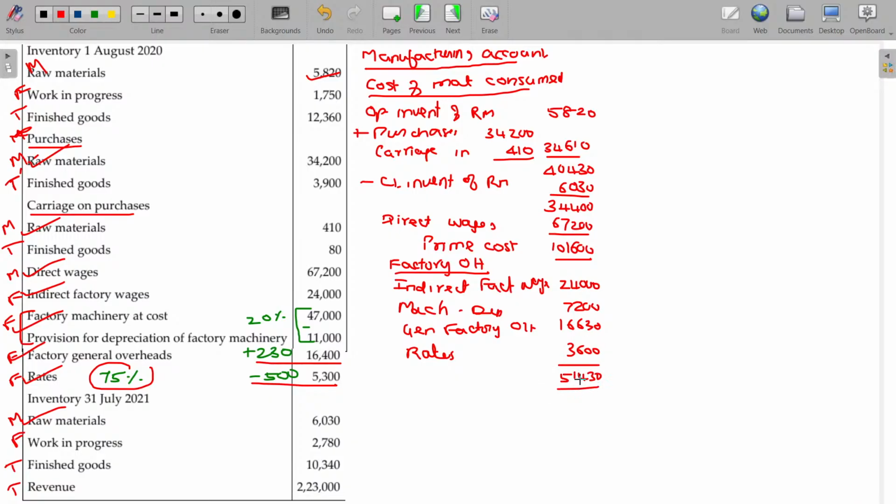If I add the prime cost with the factory overhead, the total being 1,53,030. Add opening work in progress 1,750, 1,54,780. Minus closing work in progress, 2,780 should be subtracted. Then cost of production being 1,52,000.